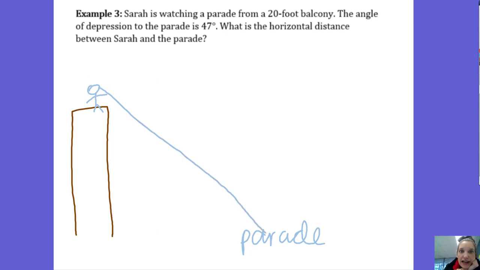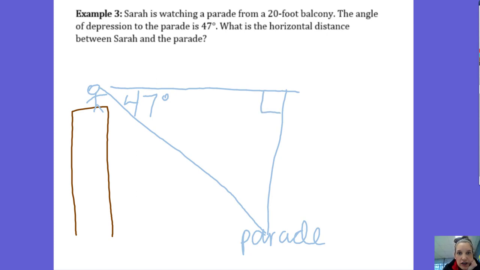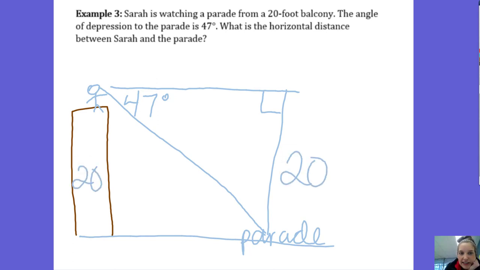So that's her line of sight. And then remember, we always need a horizontal line. So here's our angle of depression. And it says that her balcony is 20 feet tall. So here's the ground. So her balcony is 20 feet off the ground. So this is a rectangle, so I can just slide that 20 over. So her balcony is 20 feet off the ground.